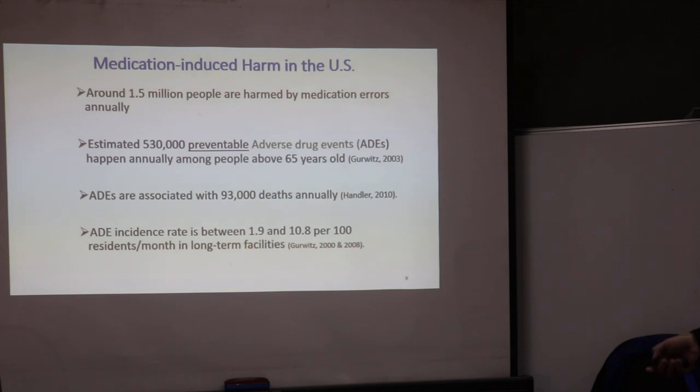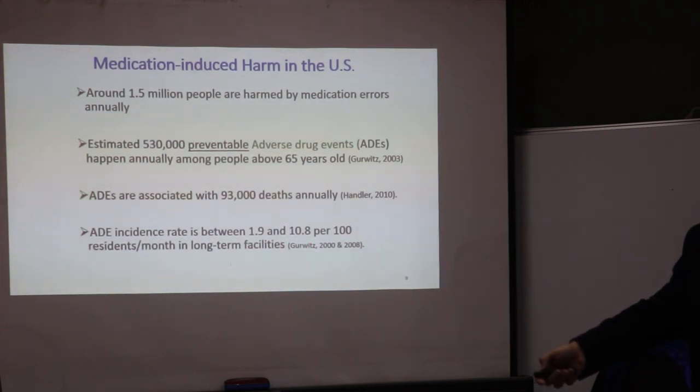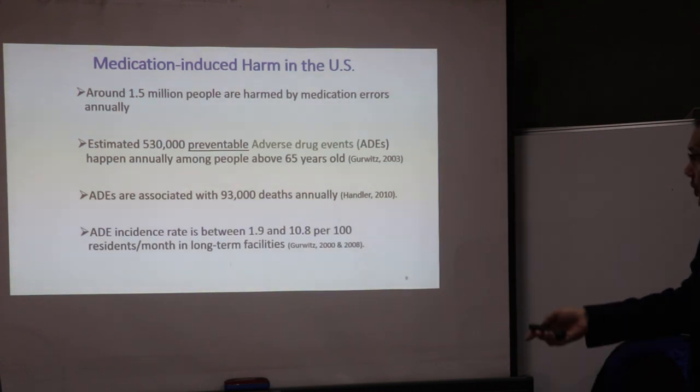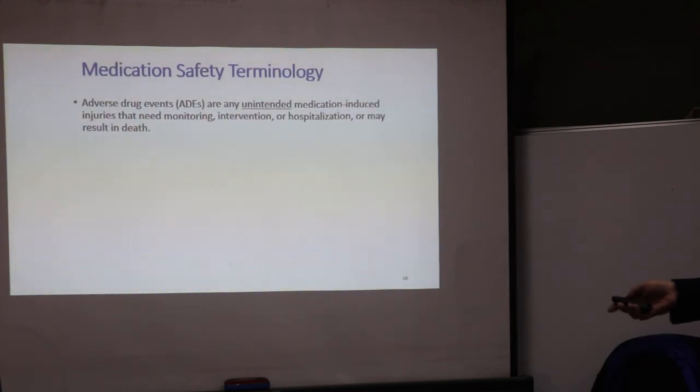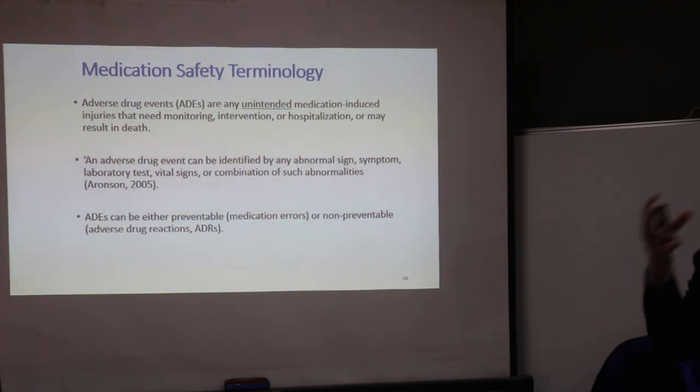According to the literature, the adverse drug event incidence among nursing home residents is between 1.9 and 10 per 100 residents per month. So let's see the medication safety terminology. Let's define adverse drug events. As pharmacists, we may know this term, but let's define it again. Adverse drug events are any unintended medication-induced injuries or harm. We have medications, and this medication caused harm, such as bleeding, hypoglycemia, or falls. All these are adverse drug events.